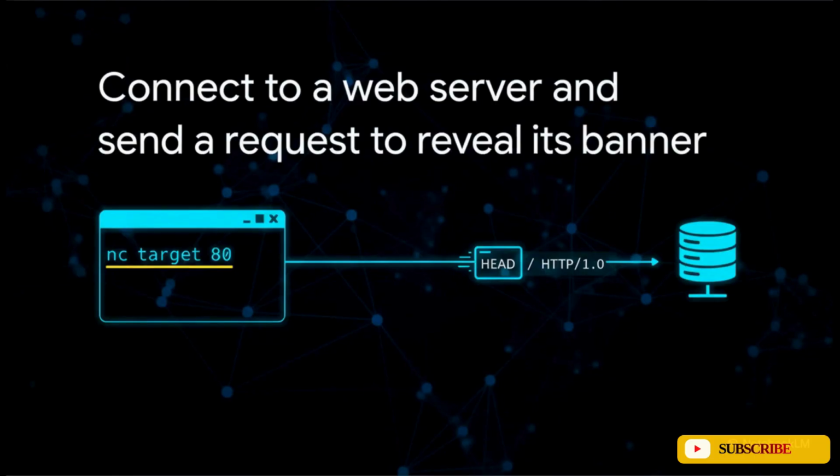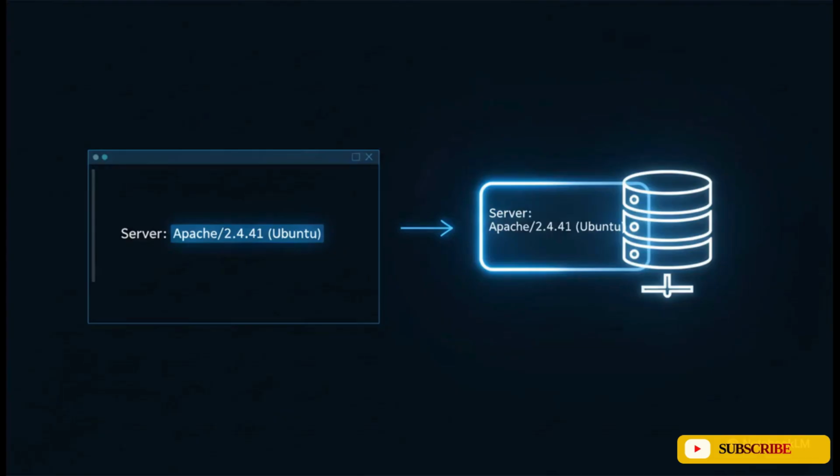For example, we can use a classic tool like Netcat. We just connect directly to a web server on port 80. Once we're in, we can send a really basic HTTP request. We're essentially just asking the server, hey, tell me about yourself. And look at that. This is what it might send back. The server just happily tells you its identity. Server: Apache/2.4.41 (Ubuntu). We didn't need some fancy scanner for that. We literally just asked it.